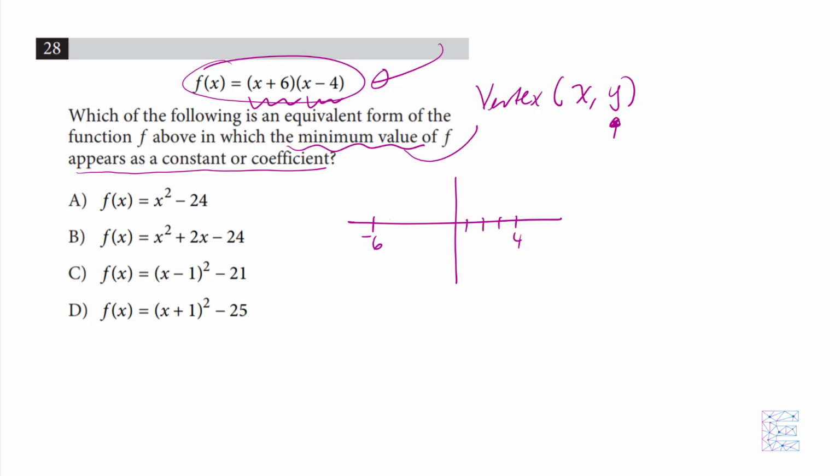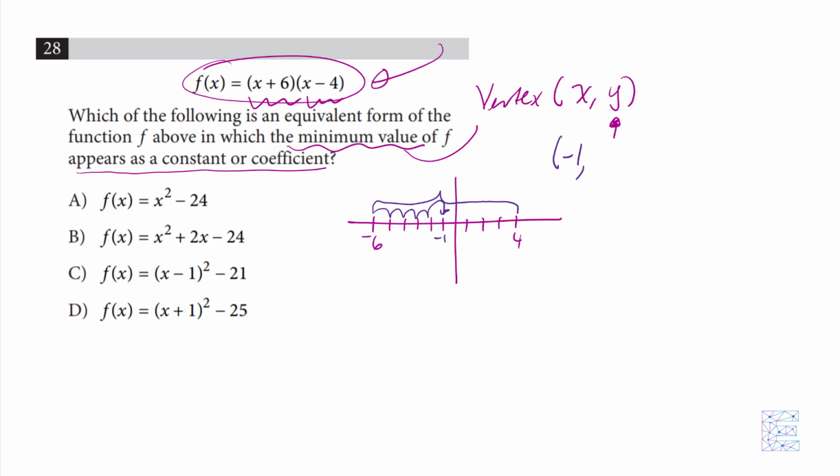Let's calibrate this also. -5, -4, -3, -2, -1, and then 0. So we know that there are 10 places between -6 and 4. So halfway through that distance of 10 places is where the x value of the vertex lies. So let's count 5 places. 1, 2, 3, 4, 5. So we know the x value of our vertex is -1, because this right here is -1.